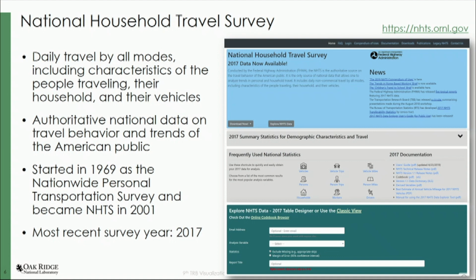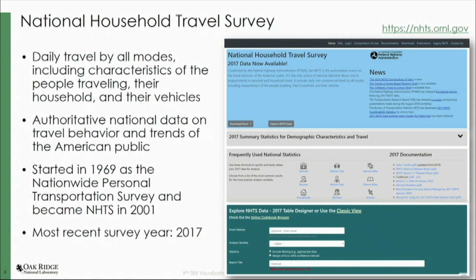It started in 1969, and it was called NHTS back then, and then the names changed. The survey format changed as well along the years, but the name changed to NHTS in 2001. The data set that we'll be using is 2017.